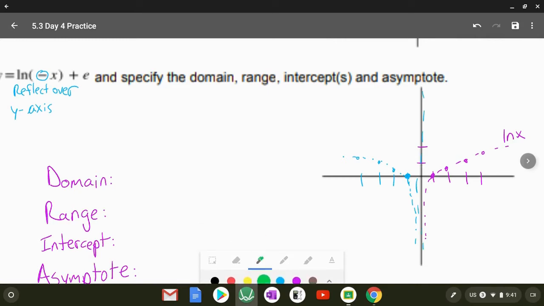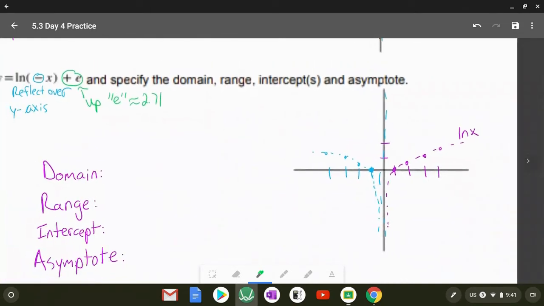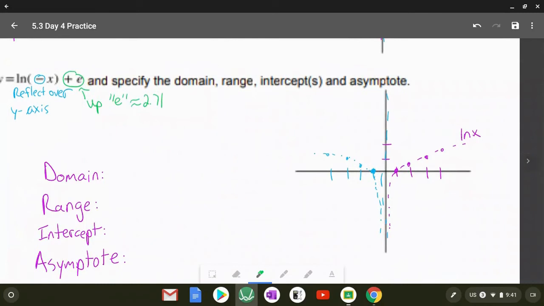And then the second transformation, plus e, is going to be up e units, which again, remember, is approximately 2.71. So I'm going to take each coordinate here and go up 1, 2.71. And again, for these, since we're graphing by transformation, just do the best you can. It's not going to be a precise graph because we're dealing with some interesting numbers, but get it as close as you possibly can. And that green one is our final graph.